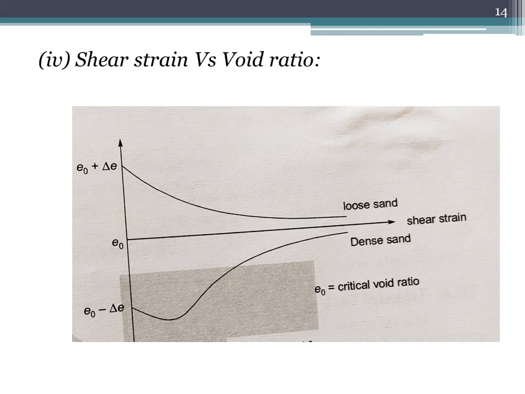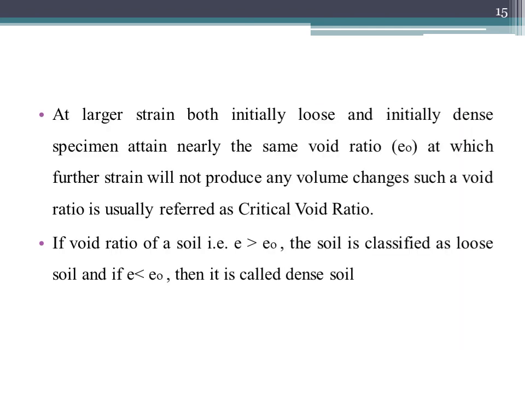Next one is the shear strain versus void ratio graph. Here the positive curve shows loose sand and the negative curve represents dense sand. At larger strain, both initially loose and initially dense specimens attain nearly the same void ratio, at which further strain will not produce any volume change. Such a void ratio is usually referred to as the critical void ratio.